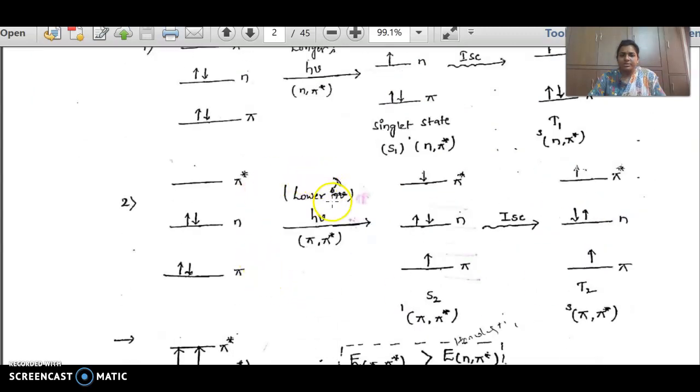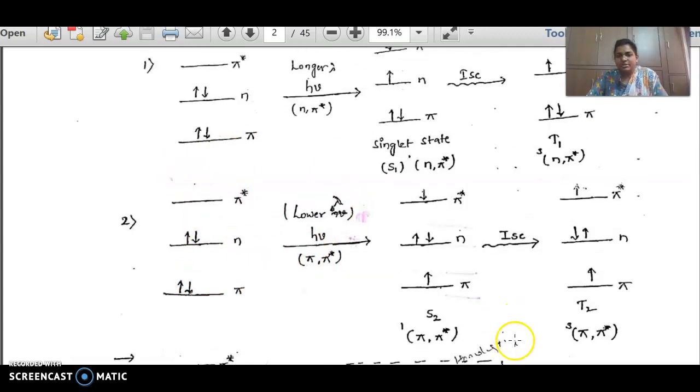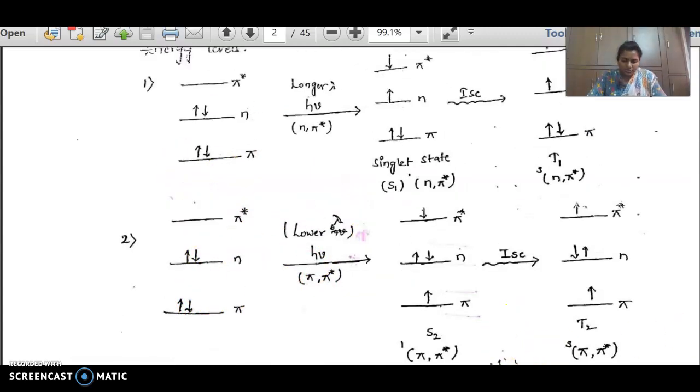Then lower wavelengths are there. Electron jumps from pi to pi star transition. It depends on which wavelength of light it is absorbing. If it is absorbing longer wavelengths, n to pi star transition occurs. First it forms the n to pi star singlet without changing spin. By changing the spin, it forms the n to pi star triplet.